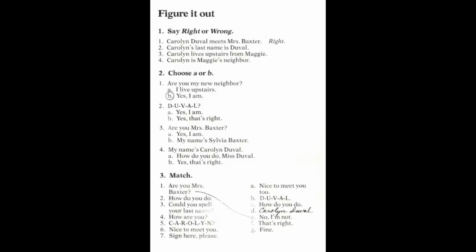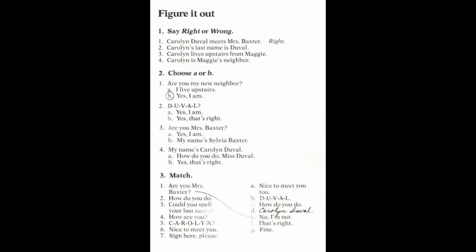Number 3, Carolyn lives upstairs from Maggie. Is it right or wrong? What do you think? Of course, it is wrong because Maggie lives upstairs from Carolyn, not Carolyn upstairs, because in part D, Maggie says, I live upstairs. So number 3 is wrong. Number 4, Carolyn is Maggie's neighbor. Of course, it is right because in part D, she says, are you my new neighbor? Carolyn says, yes, I am.